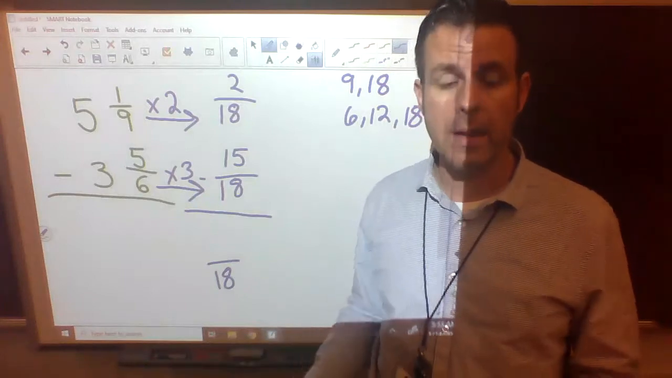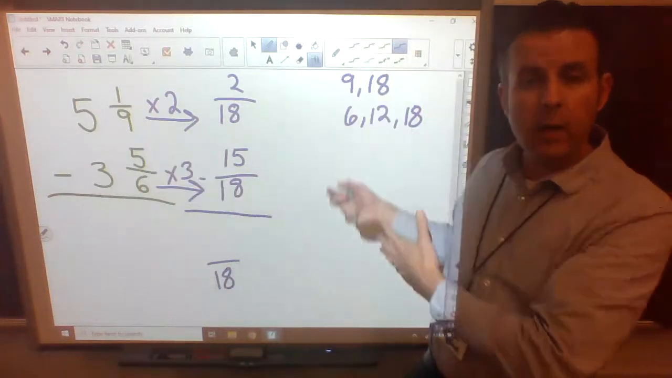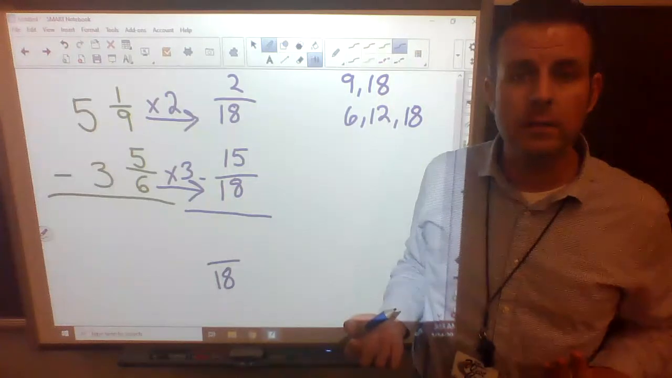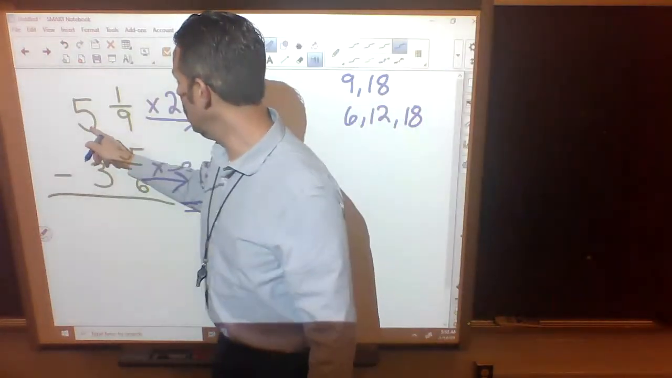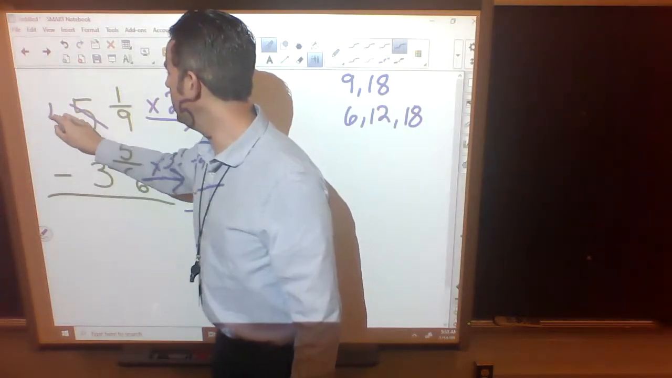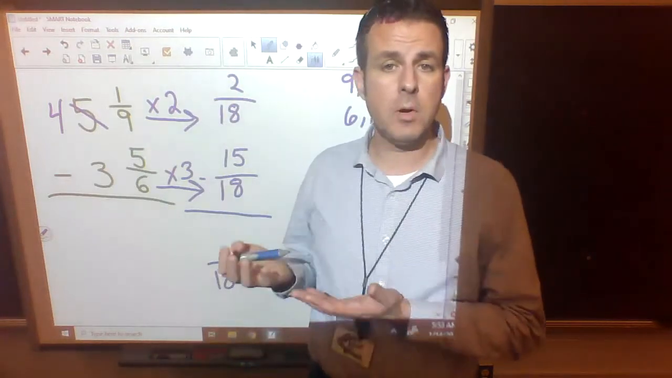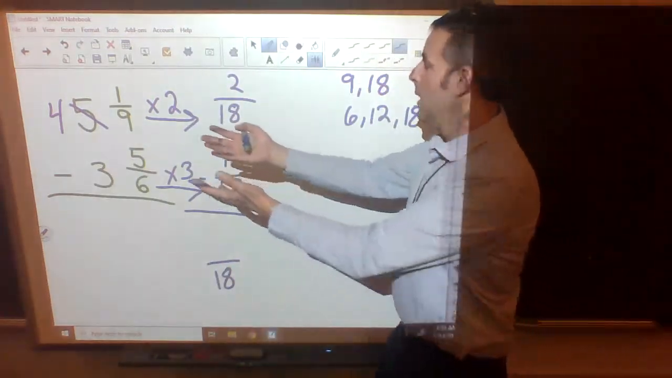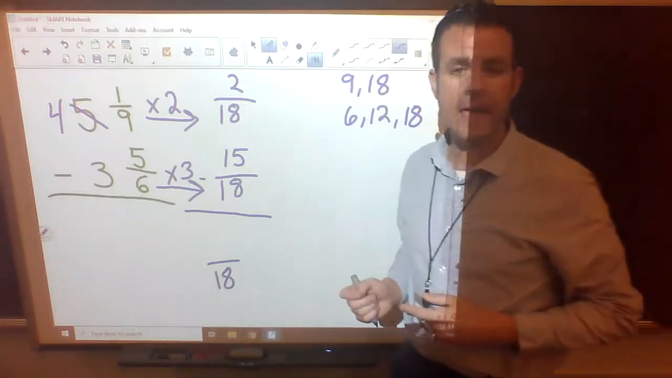I have to regroup. I have to go to my whole number and bring over a whole so I have enough pieces. So I'm going to go over here and get rid of this 5, and I'm going to change it to a 4 because I need to bring this whole pie or this whole candy bar over and put it with the 2 pieces I have.